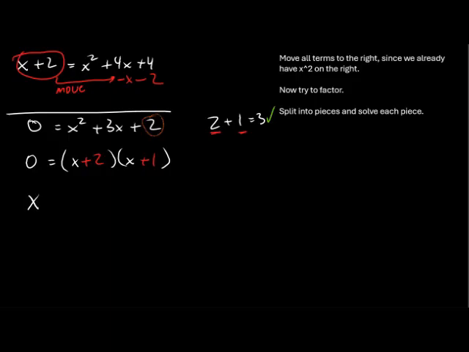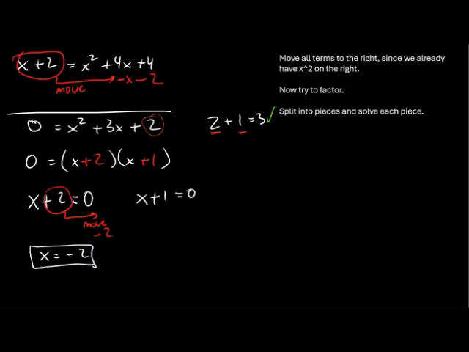We will have x plus 2 equals 0 and x plus 1 equals 0. For our first equation, we'll take our positive 2, move it to the right, and when we move it, it will become negative 2. So we'll have x equals negative 2 for our first solution. We will also take the positive 1, move it over to the right, and when we move it, it will become negative 1. Therefore, we will have x equals negative 1 as our other solution.